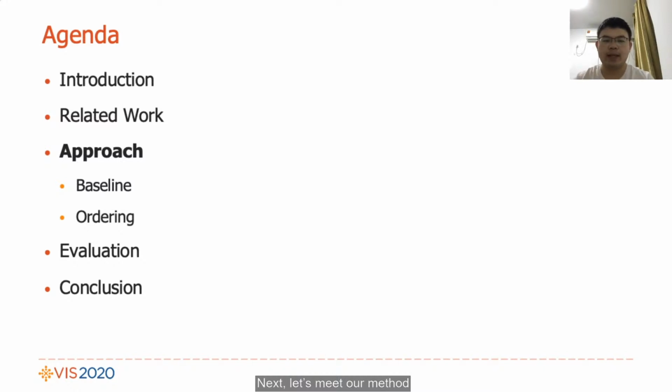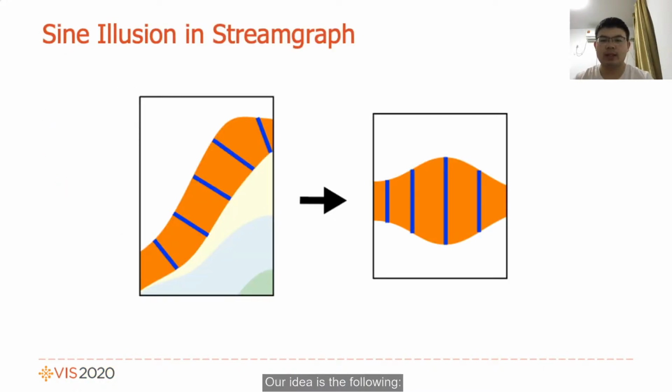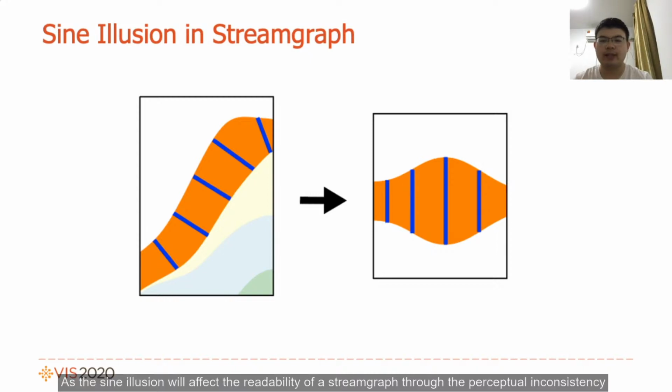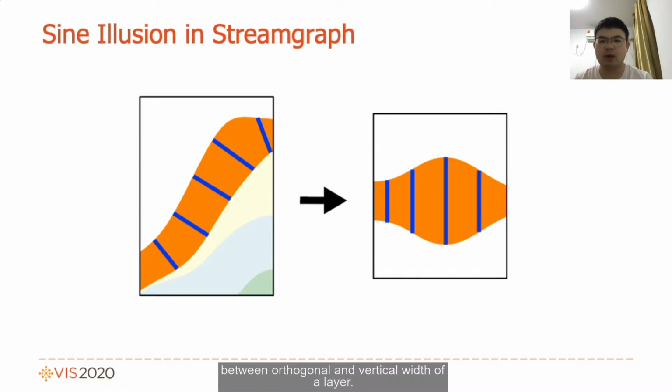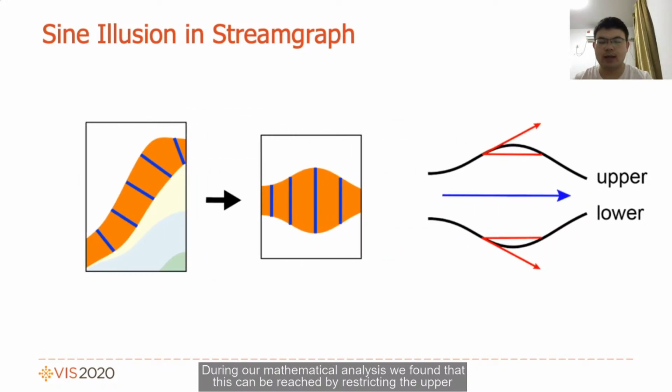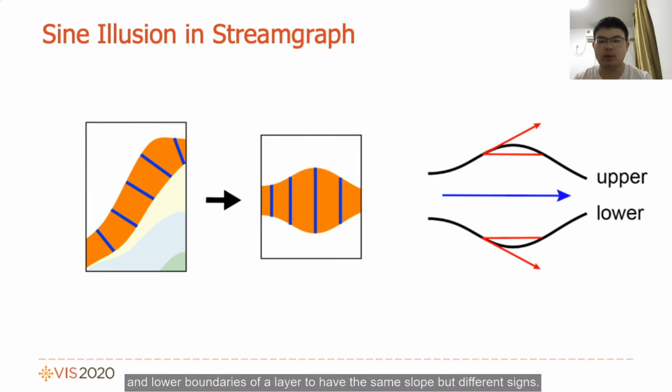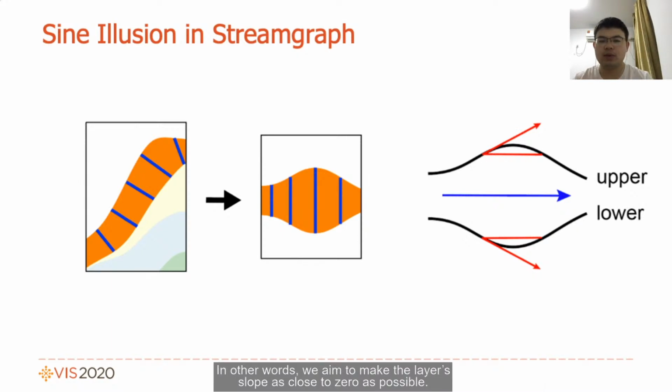Now, let's meet our method. Our idea is the following. As the sine illusion will affect the readability of a stream graph through the perceptual inconsistency between orthogonal and vertical widths of a layer, we try to align the orthogonal and vertical thickness as much as possible. During our mathematical analysis, we found out that this can be reached by restricting the upper and lower boundaries of a layer to have the same slope but different sign. In other words, we aim to make the layer slope as close to 0 as possible.